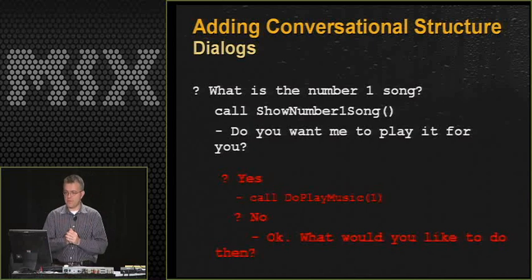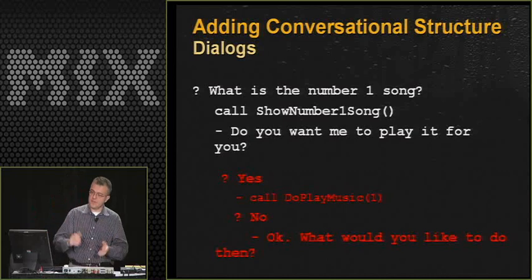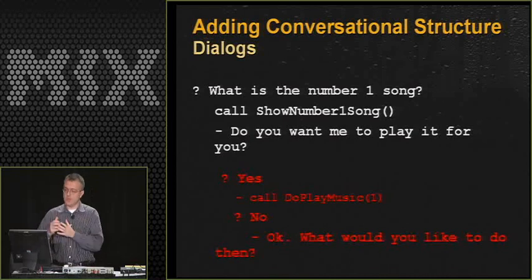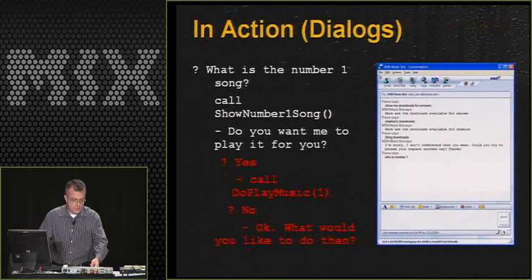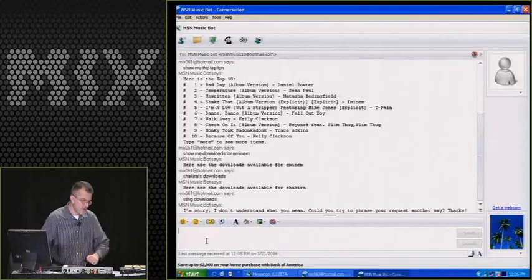So we're just going to do something where when people ask something similar to what's number one or what's the number one song, we're just going to show this number one song, and we're going to ask them whether they want us to play it or not. And so basically after that, we specify that if they say something that can be understood as yes, we'll play the music. If they say something that can be understood as no, we just ask them what else they want to do. So we're going to demo that as well.